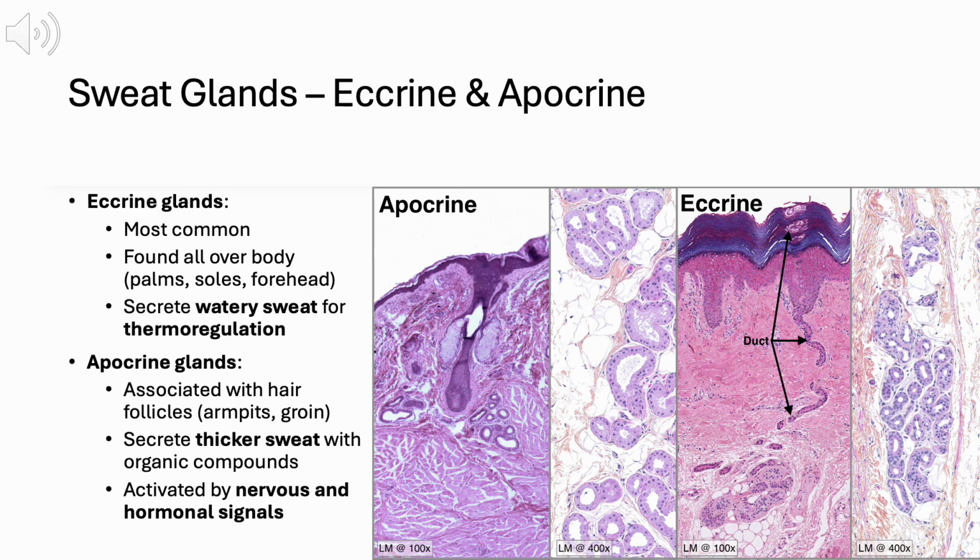Apocrine glands are larger, develop later in life, and are found in regions like the armpits and groin. They release a thicker fluid into hair follicles which bacteria break down, causing body odor. These glands are regulated by both nervous stimulation and hormonal activity, especially during stress or puberty. While both types help maintain homeostasis, apocrine glands may also be involved in pheromone signaling.